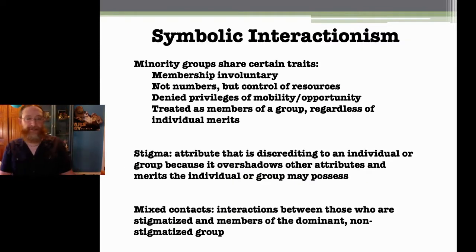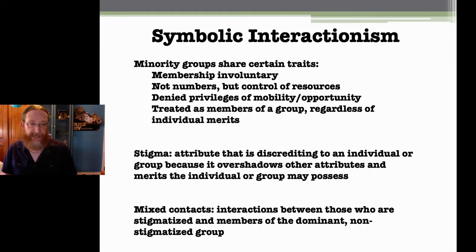So let's look at one of the paradigms, symbolic interactionism. Minority groups share certain traits, okay? The membership is involuntary. It's not about numbers, but control of resources when we're talking about minority groups. They have been denied privileges of mobility, privileges of opportunity, privileges to be able to accumulate wealth, treated as members of a group regardless of individual merits.